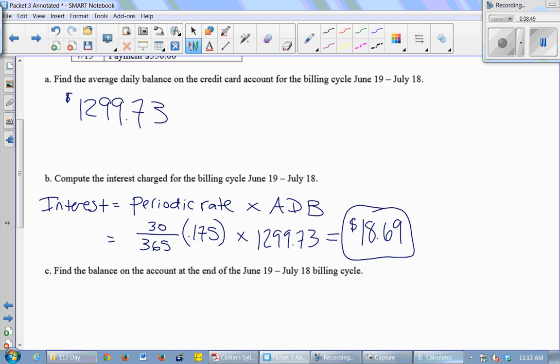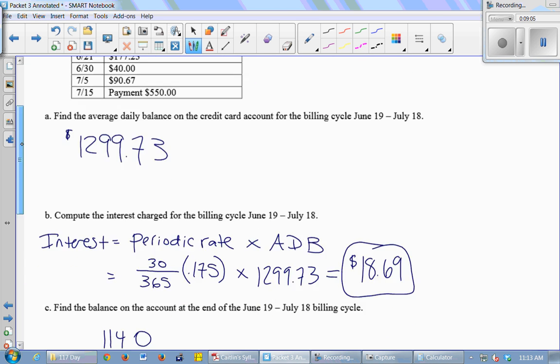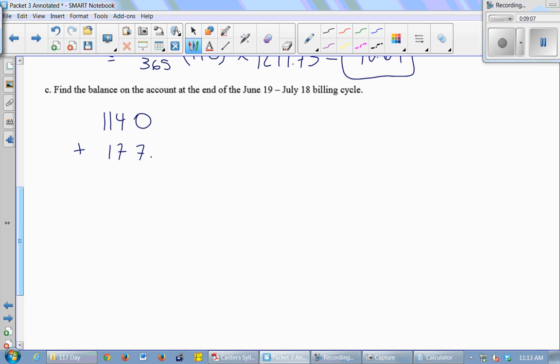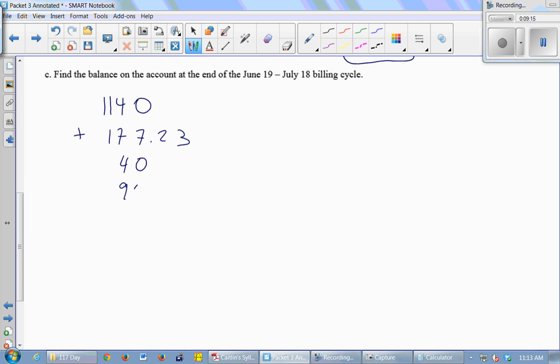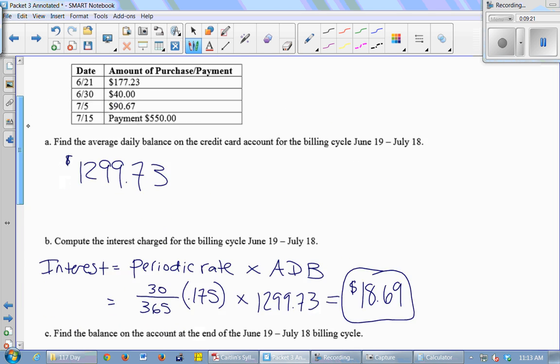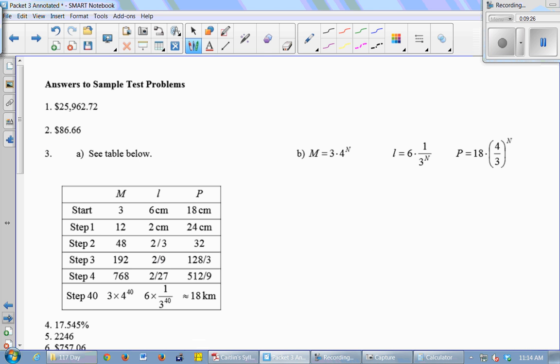So to find the balance on the account at the end of the billing cycle, June 19th to July 18th, I have to take what my balance was when I started, right, $1,140, add all your purchases, $177.23, $40, and $90.67. And I actually already know what that comes out to, because I did it: $1,447.90.